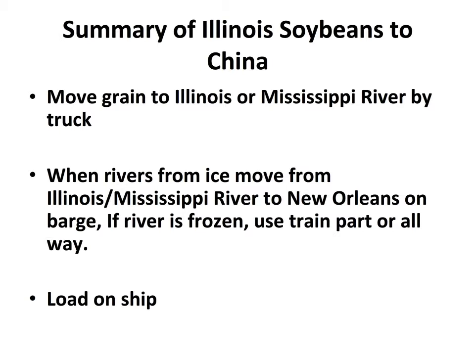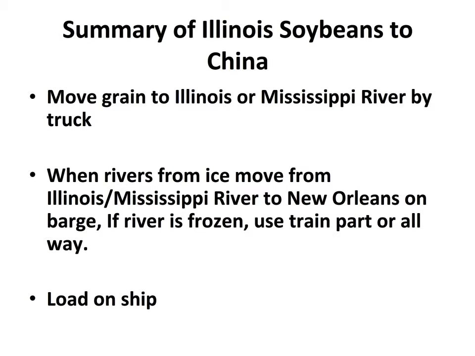Then they would move down the Illinois-Mississippi River by barge, as long as those areas are clear of ice. Often the area above St. Louis, sometimes in winter, often in winter, becomes ice-filled and you can't use it. If it's frozen, then you'd have to use trains. And then at New Orleans, loaded on a ship for destination to its foreign port.